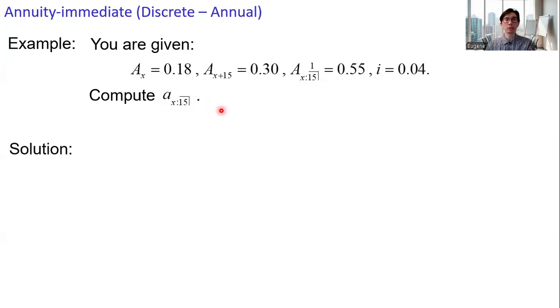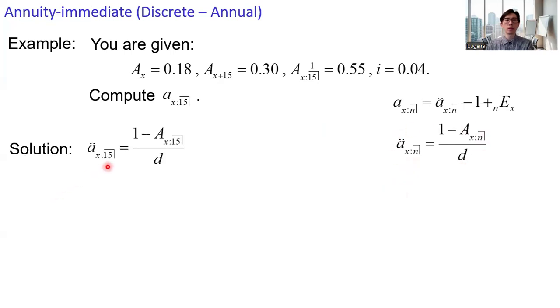All right, list out the relationships. We have the relationship between the annuity due and annuity immediate. And then the relationship for the N-year annuity due. All right, for A double dot x colon angle 15, we have this expression. And we need to get the actuarial present value for the 15-year term insurance.